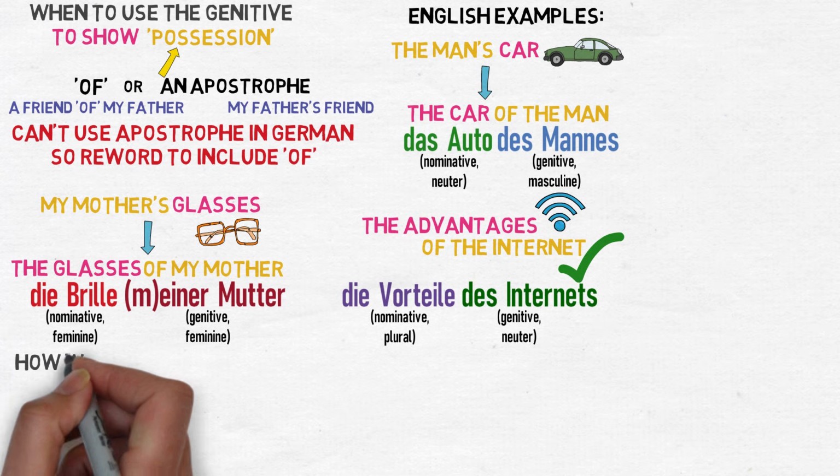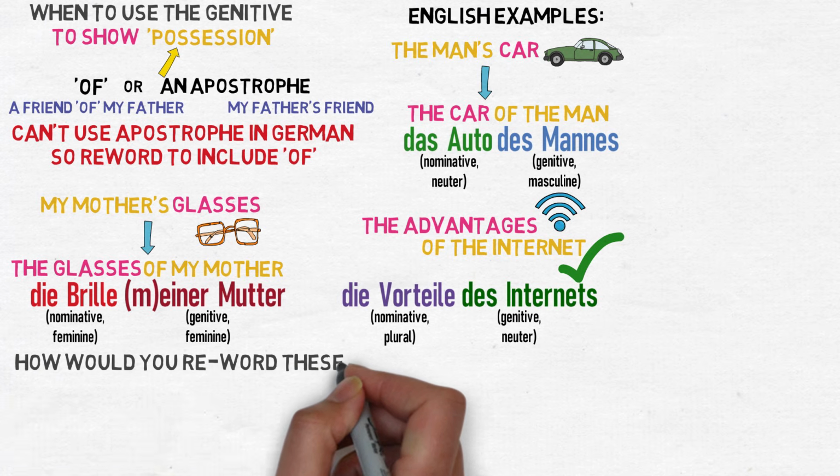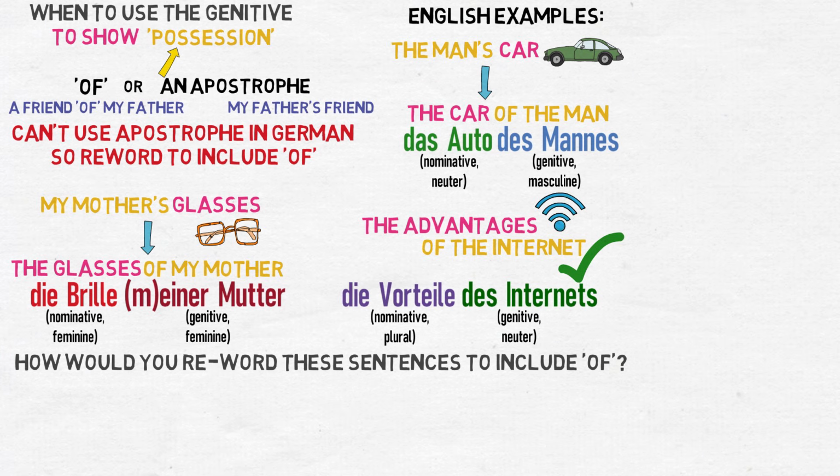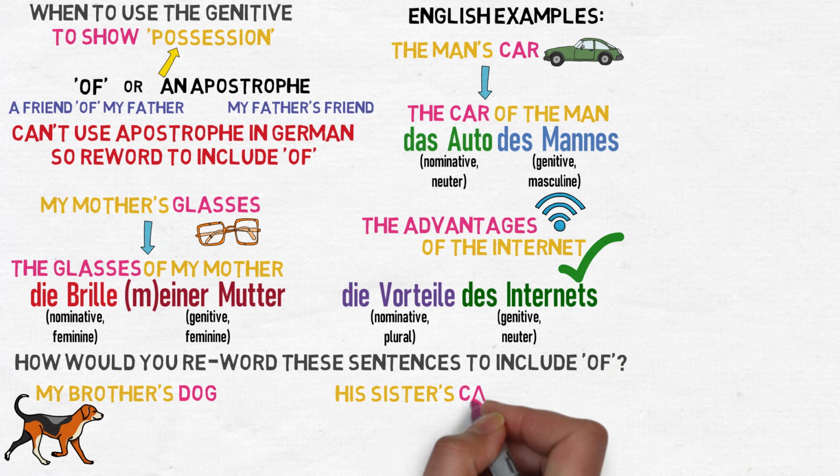Have a look at these English sentences and think about how you would reword the sentence to remove the apostrophe and include the word of. My brother's dog. His sister's cat.